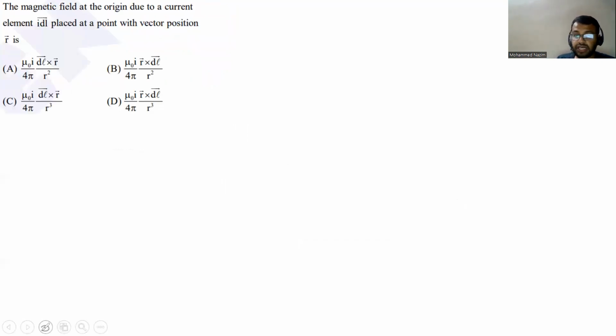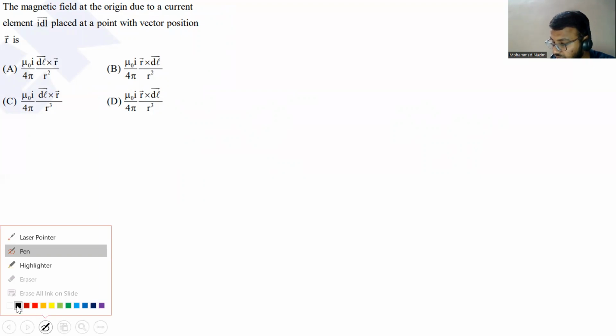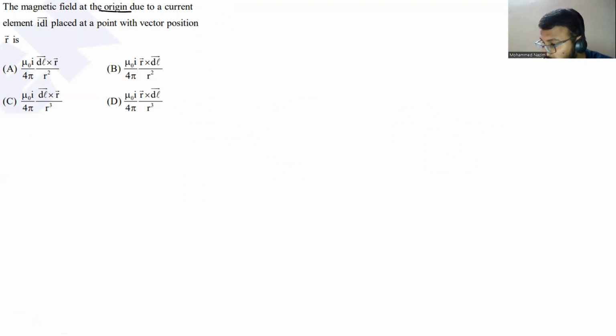Next question. Here the question is very tricky. Most of them generally go wrong in this question. So just see this question carefully. We need to calculate the magnetic field at the origin due to a current element i dl vector placed at a point with position vector r vector.